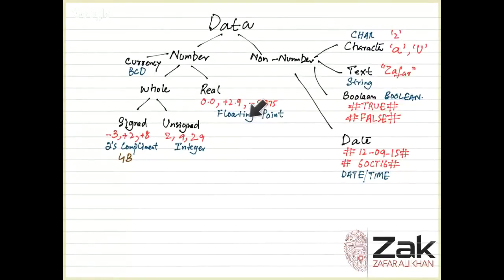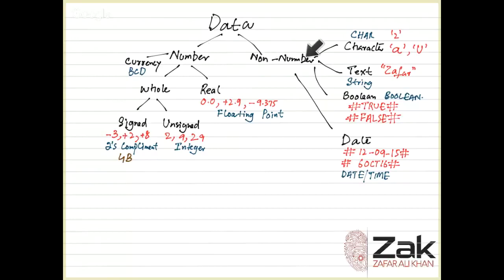Real numbers are floating point. These are not part of AS. We will be doing it in A2. All you have to do is remember what sort of values belong to what sort of data type. Any other data type that comes to mind, alphanumeric or such, is not part of the syllabus anymore, so please do not go there. So currency, real and whole number, and in whole number we have got signed and unsigned values.